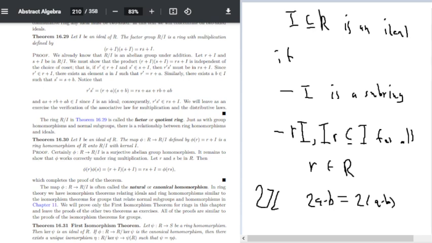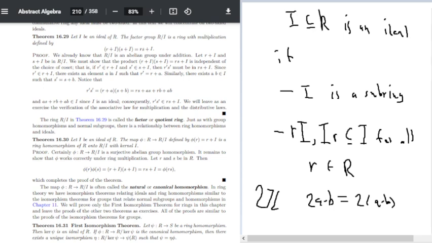Proof. We know that R over I is an abelian group under addition. Let r + I and s + I be in R over I. We must show that the product (r + I)(s + I) = rs + I is independent of the choice of coset. That is, if r' is in r + I and s' is in s + I, then r's' must be in rs + I. Since r' is in r + I, there exists an element a in I such that r' equals r + a. Similarly, there exists a b in I such that s' is equal to s + b.